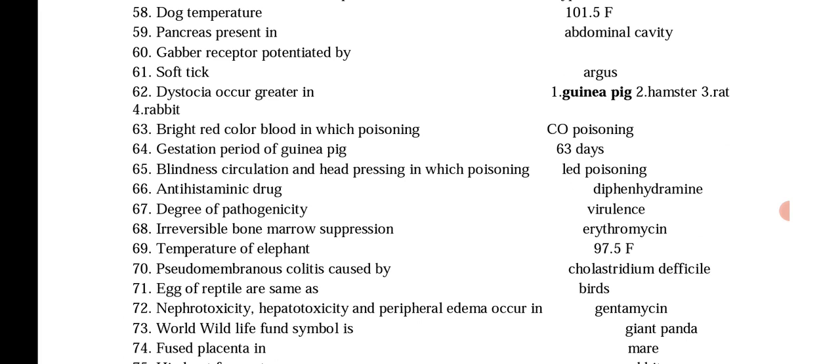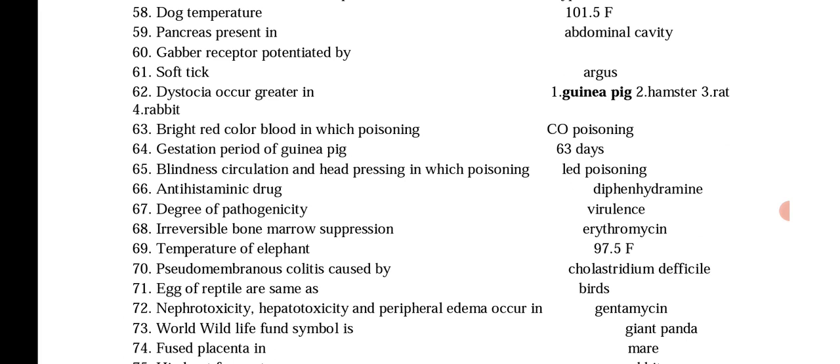The degree of pathogenicity is virulence. The definition of virulence is that it defines the degree of pathogenicity of an antigen, how virulent an antigen is. In other words, how much the degree of pathogenicity of that antigen is.